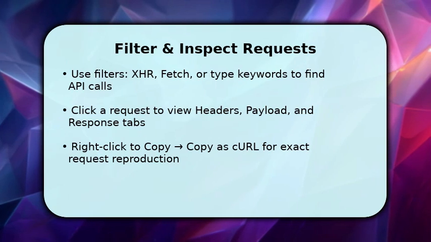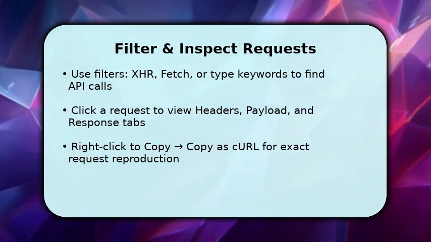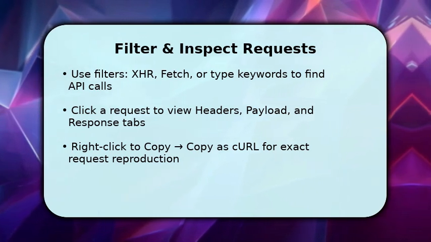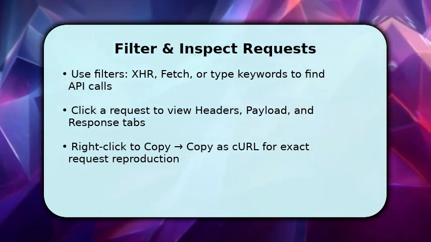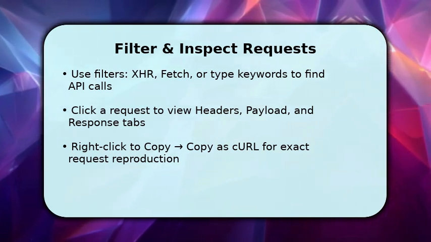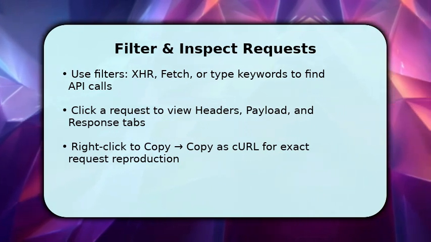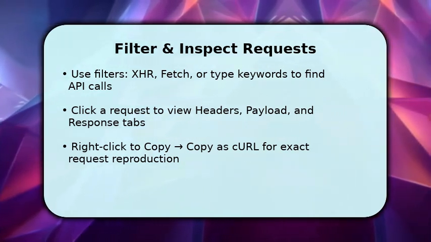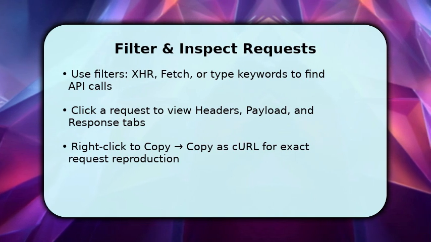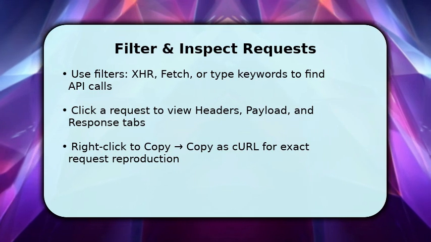You filter the network list to XHR or Fetch to surface API endpoints faster. Then click a promising request and inspect the headers to learn the endpoint, method, and auth tokens. Check payload for sent data and response for return JSON. Once done, copy the request as CURL so you can replay it outside the browser. This step reveals how the front-end communicates and what parameters are required to reproduce the call.